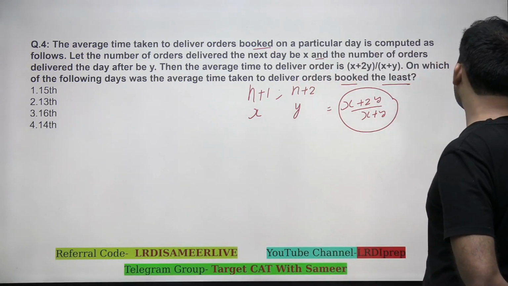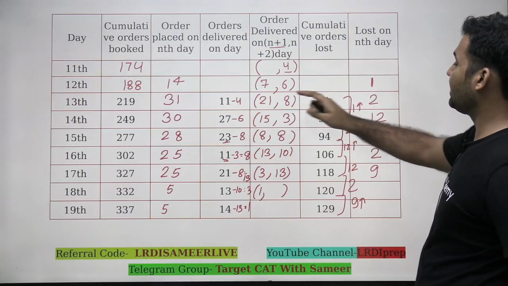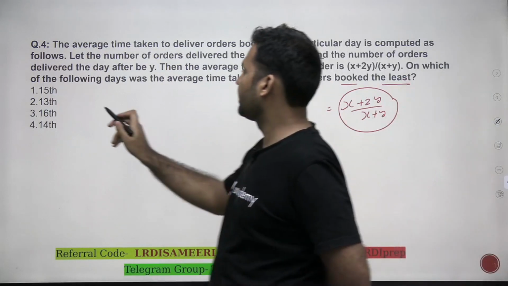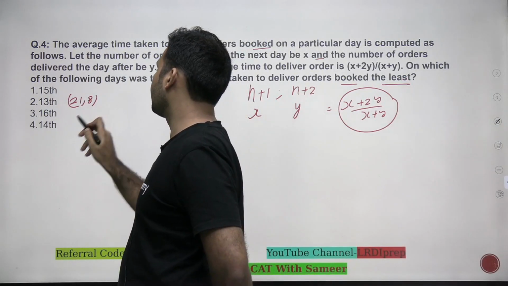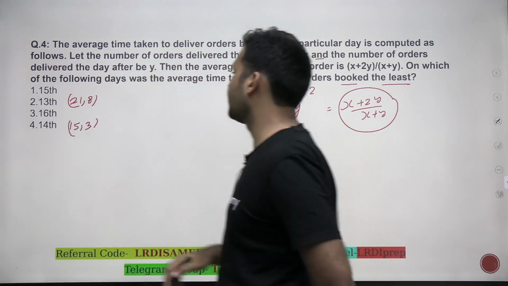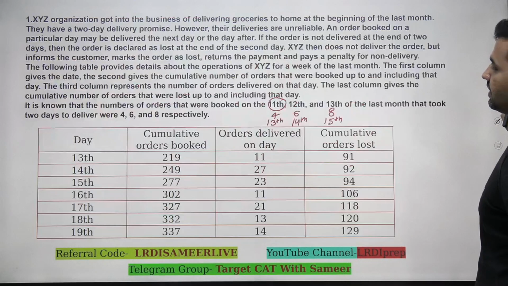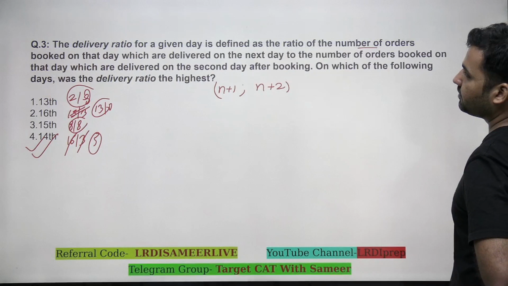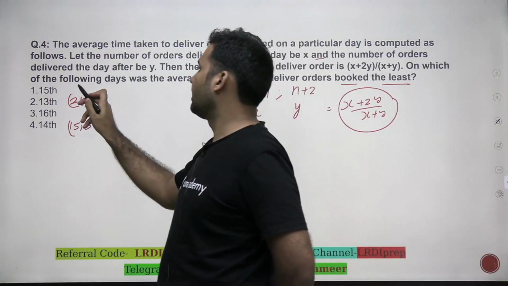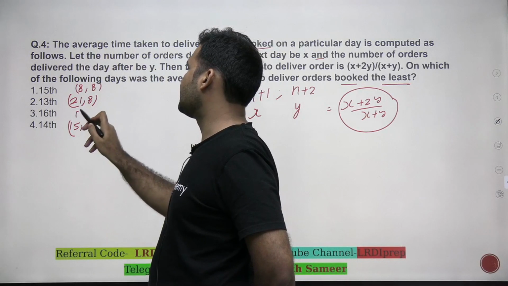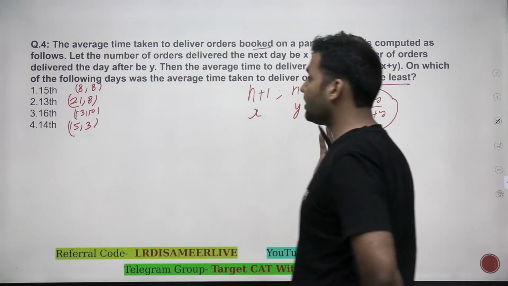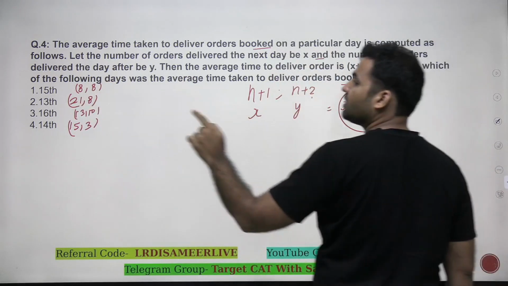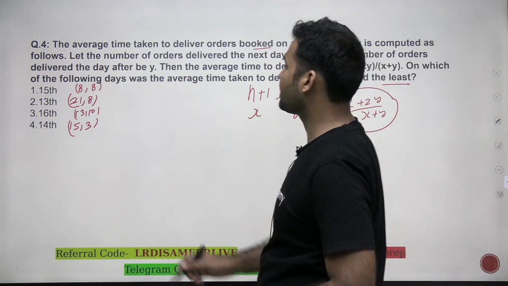Let's write down the values first. 13, 14, 15, 16. For 13th we have 21, 8. For 14th, 15, 3. For 15th we have 8 by 8, for 16 we have 13 by 10. Now if I apply the formula given in the question, the n plus 1 value is the first value written in the bracket, the n plus 2 value is the second value written in the bracket, x plus 2y upon x plus y.